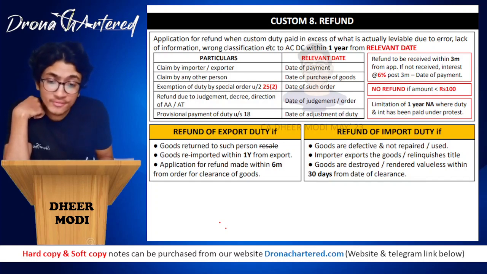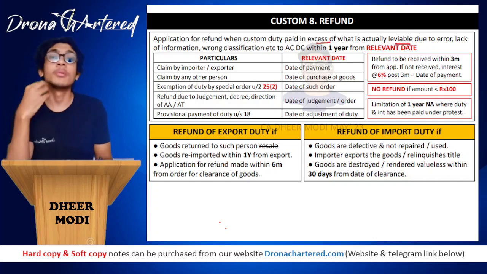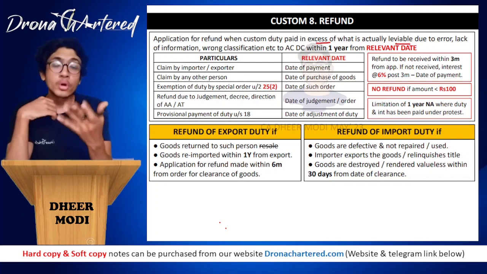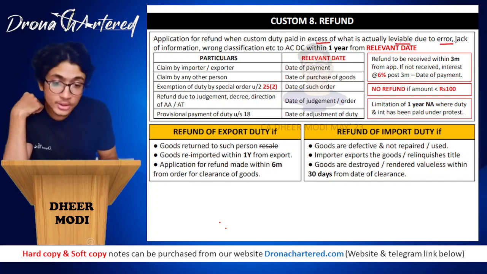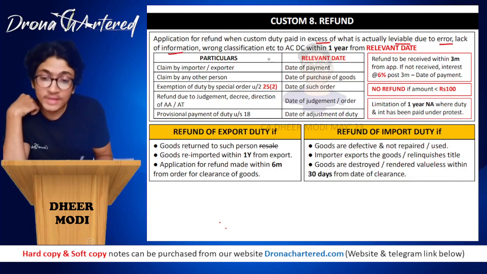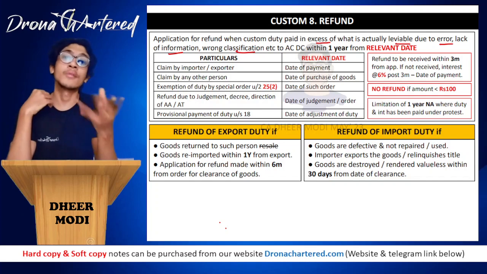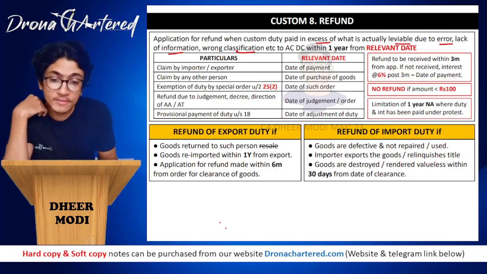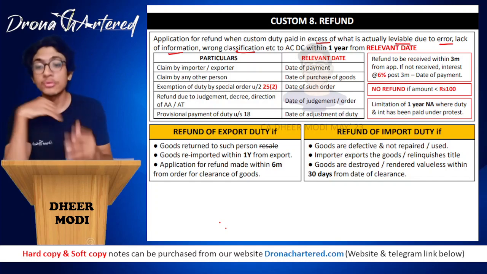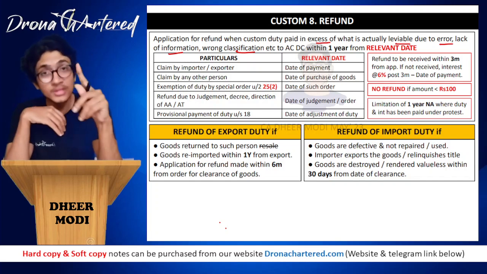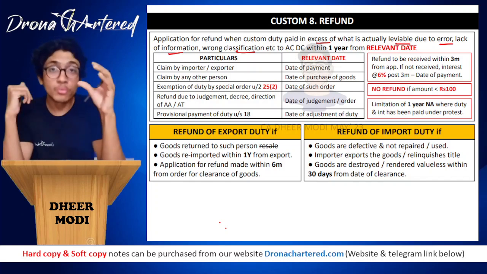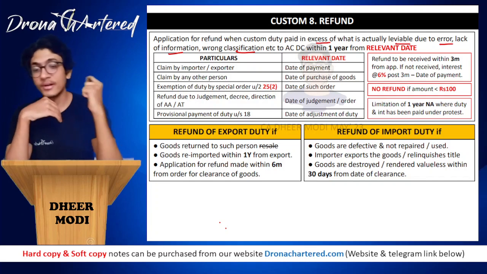So application for refund when custom duty has been paid in excess of what is actually leviable. For example, you have to pay a custom duty of 1000 rupees, but you paid 1500 rupees. Now, in what cases might you pay extra? Either due to error, lack of information, or wrong classification. Therefore, because of classification, it was a different rate. To AC or DC within 1 year from relevant date. So this application for refund you have to give within 1 year from relevant date. Now in different cases your relevant date will be different. So whatever excess amount you have paid, this will be refunded back to you.